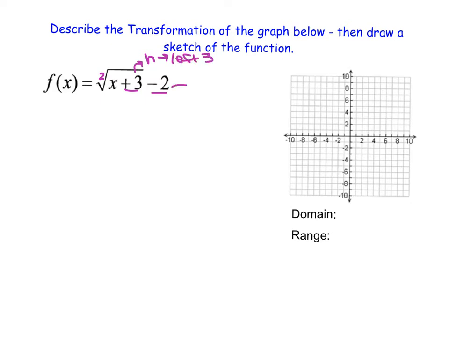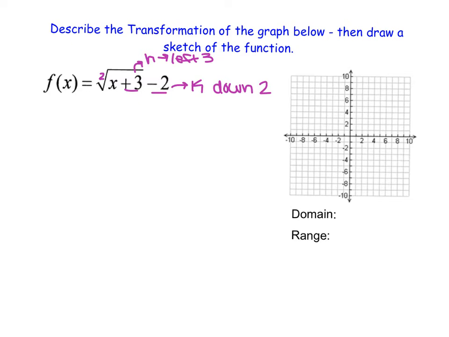And then this value right here, this -2, is my k. Because I'm adding or subtracting it on the outside, that's going to be a vertical movement up or down, and this is going to move the parent function down 2. So what I expect to see here is my graph moved left 3, down 2. I don't see any sort of reflections, or any sort of stretches or shrinks here, so it's just moving it left 3, down 2.